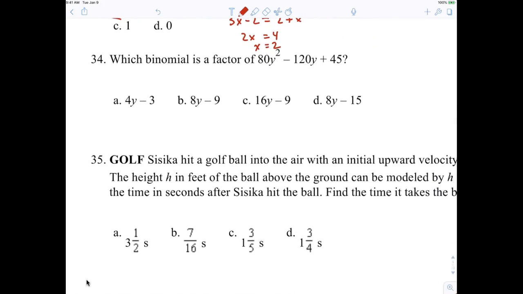All right, let's check out 34. Which binomial is a factor? Now on this, I always try to tell you guys to remember always to look for what first? GCF. All right, what's common? 5. So here we go: 5 times 16y squared minus 24y plus 9.